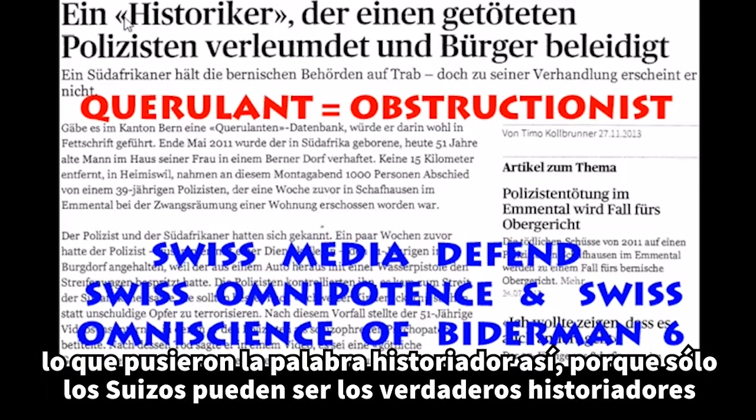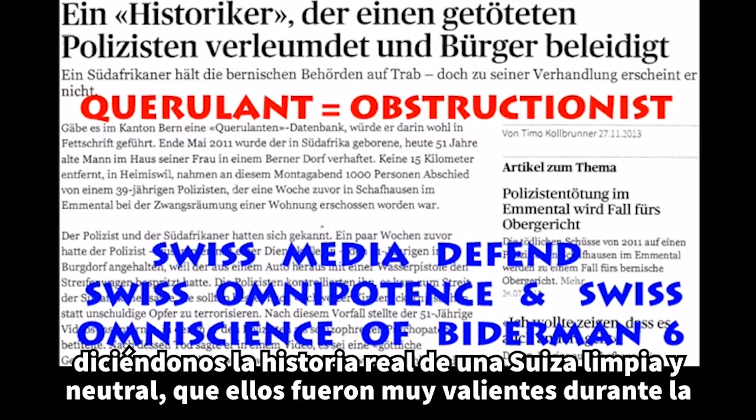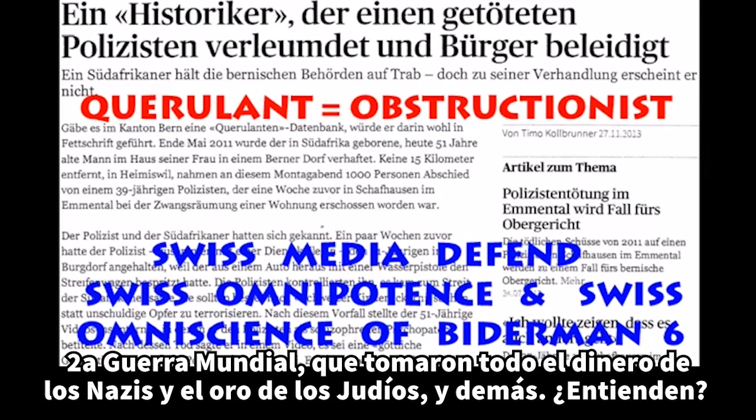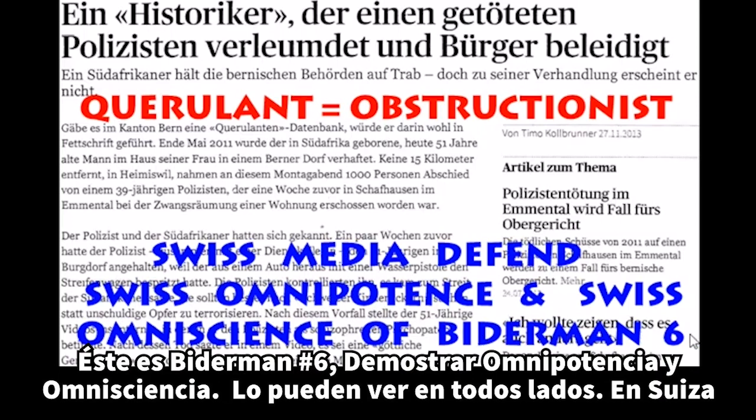And that's why they put the word historian like this, because only the Swissies can be the real historians, telling us the real history of a clean and neutral Switzerland, that were so brave during World War II and took all the money from the Nazis and the gold of the jaywalkers and whatnot. You understand? So this is Biderman number 6, demonstrating omnipotence and omniscience. And you can see it all over.